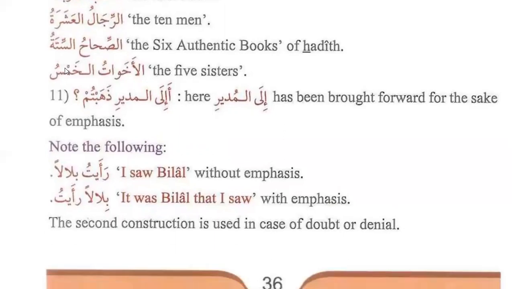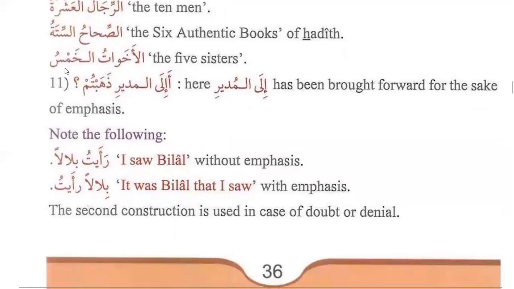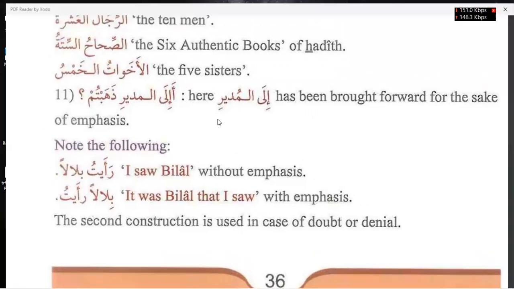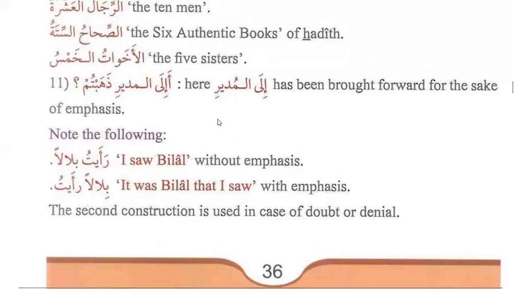Okay, here you will learn that you know that fail always comes first, then comes the maful, or mubtada always comes first, then comes the khabar. But when the second person is in doubt, then we do it in the opposite way. For example, if I want to say Ra'itu Bilalan, I saw Bilal. Let's take a student from this class, for example, Satya. If I want to say that I saw Satya in Islamabad today, I will just say Ra'itu Satya fil Islamabad al-yawma.